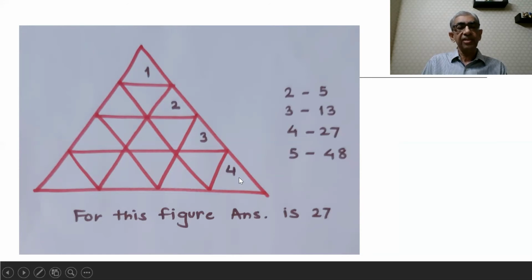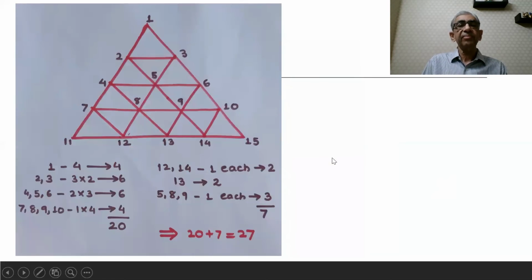Now let me explain how I have found this. See in this figure, we'll number the vertices. There are total 15 vertices in this. So I have numbered them 1, 2, 3, 4, 5, 6, 7, 8, 9, 10, 11, 12, 13, 14, 15. Now we find from vertex 1, 1, 2, 3, and 4. 4 triangles are formed. So from vertex 1, there are 4 triangles.